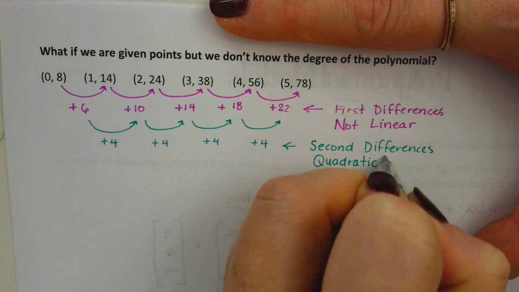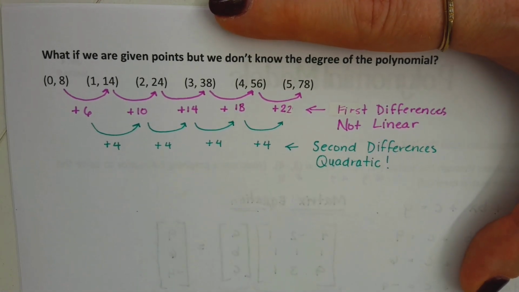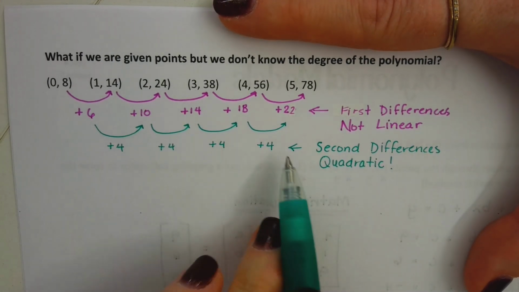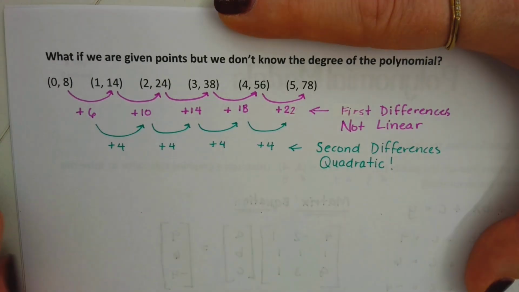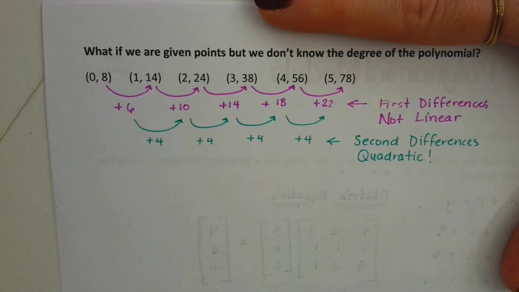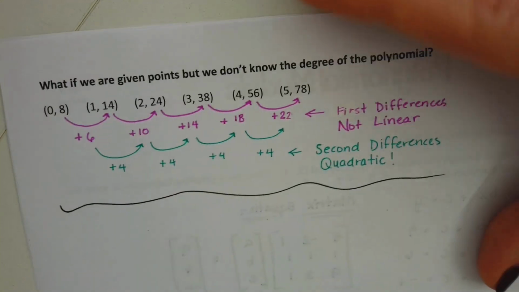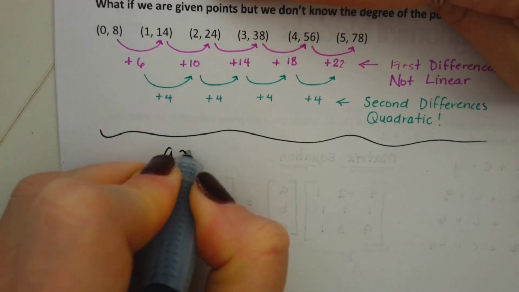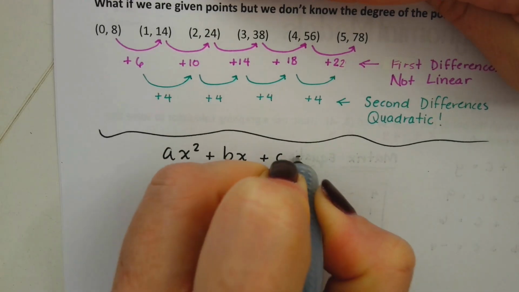Now, this process can continue. You can find third differences to tell you if it's cubic. You can find fourth differences to tell you if it's a quartic, a fourth degree. But these second differences match, which means these represent a quadratic. So now we know it's quadratic, which means we're going to do like we did on the first problem on the front. Our blank quadratic equation is ax squared plus bx plus c equals y.